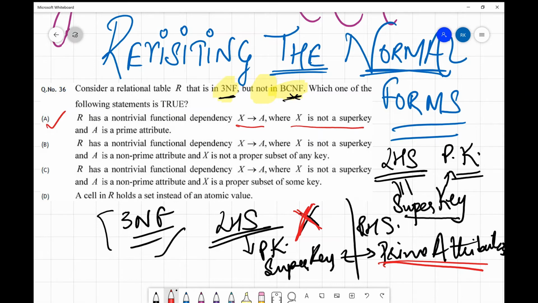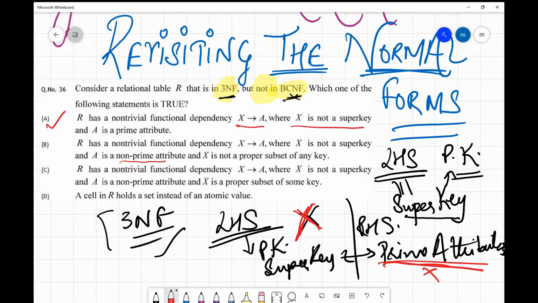Now the second one says R has a non-trivial functional dependency X to A, where X is not a super key and A is a non-prime attribute. Now it cannot be a non-prime attribute, because if it is a non-prime attribute, then this rule will also get negated. Then this rule will also be false, then it will not be in 3NF. Now it says it is a non-prime attribute and X is a proper subset of any key.